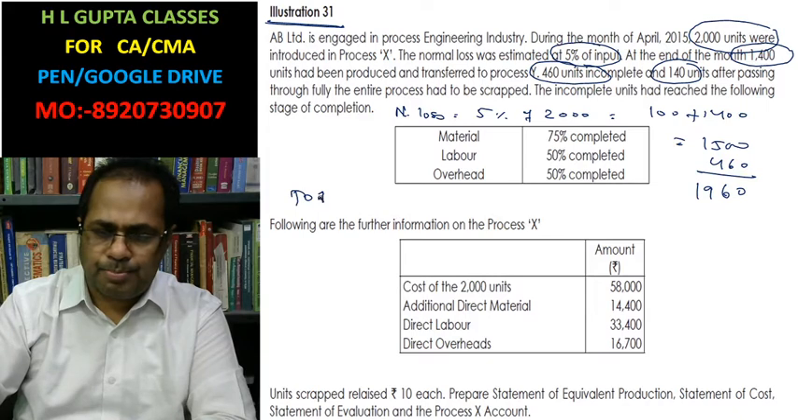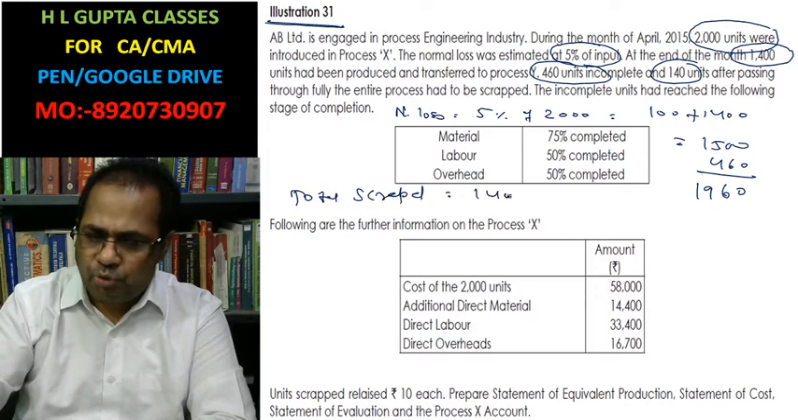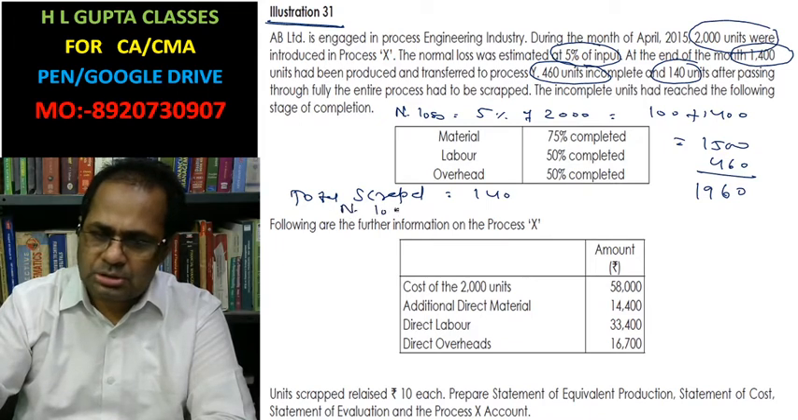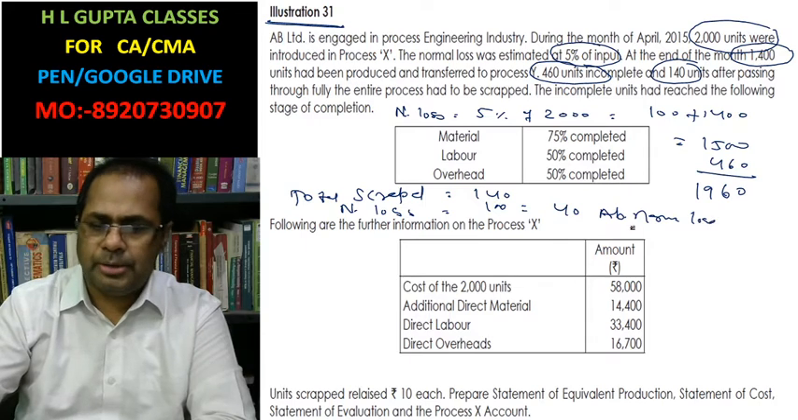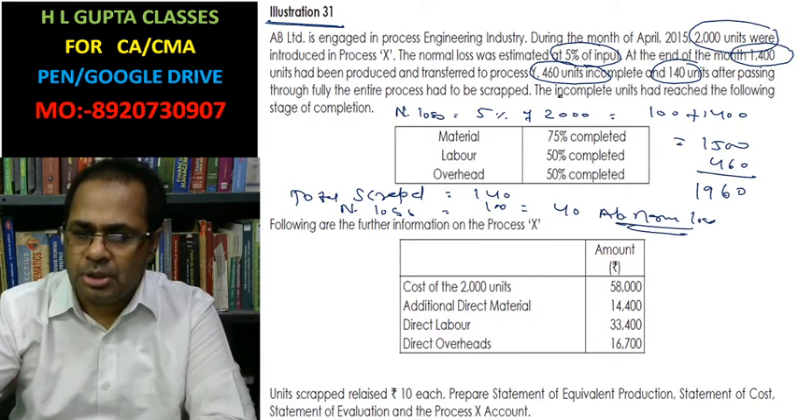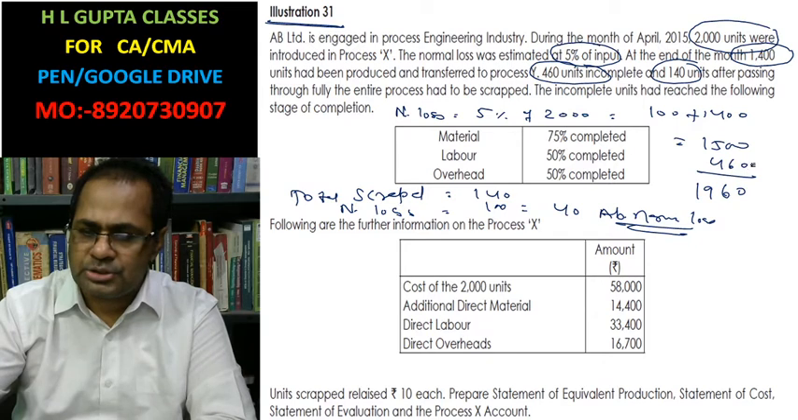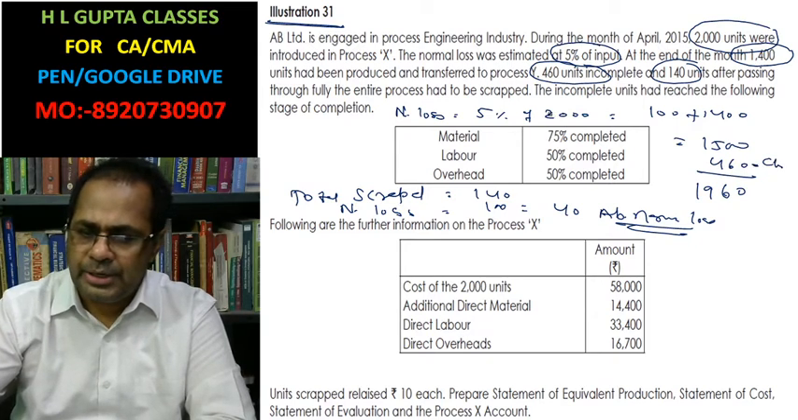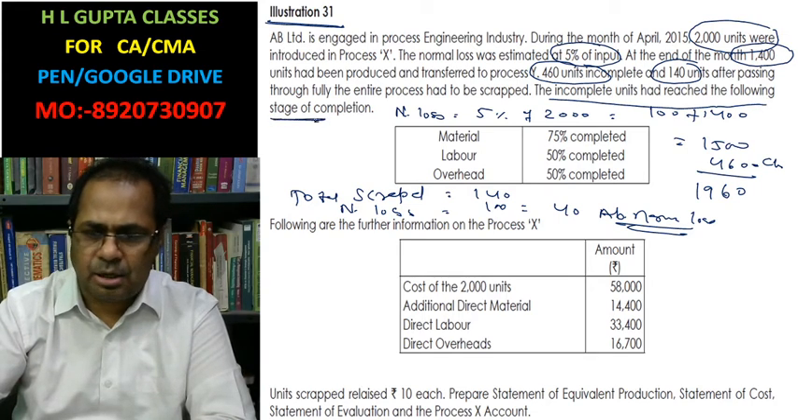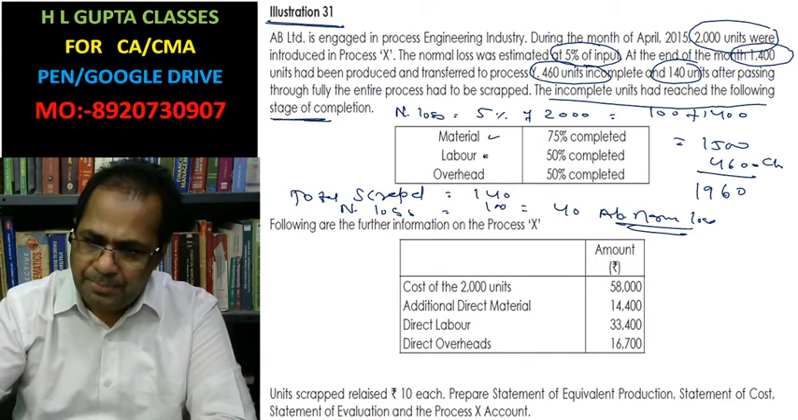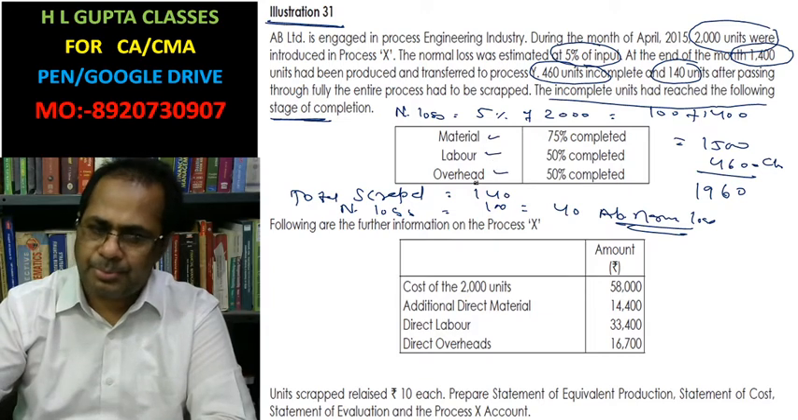Total scrapped is 140. Out of these, the normal loss expected is 100, so the remaining 40 is abnormal loss. Abnormal loss is 40. The incomplete units are the closing stock. The incomplete units had reached the following stage of completion: material 75%, labor 50%, overhead 50%.